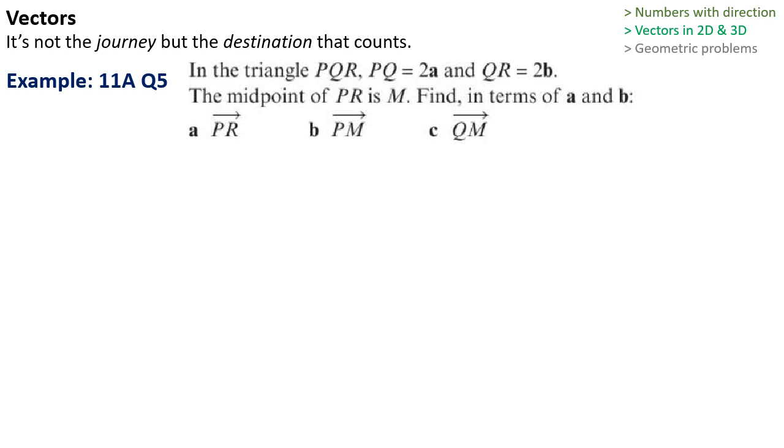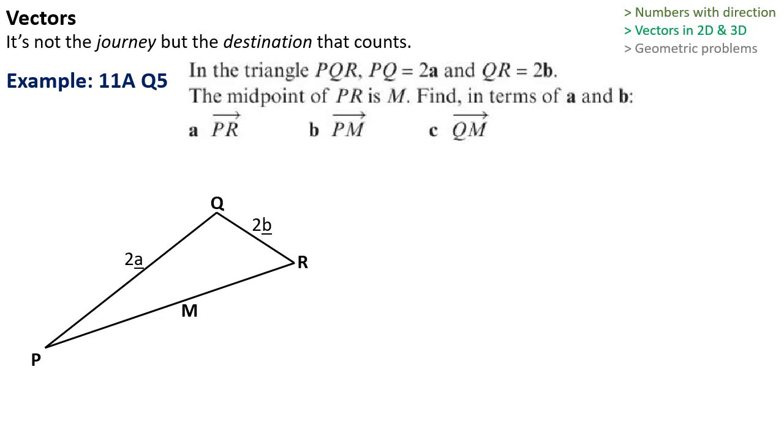In the triangle PQR, PQ equals 2A, QR equals 2B. The midpoint of PR is M, find in terms of A and B, PR, PM, QM. Now the first thing you want to do is draw a diagram. This diagram is not good enough yet. There's an important thing that's been missed off.